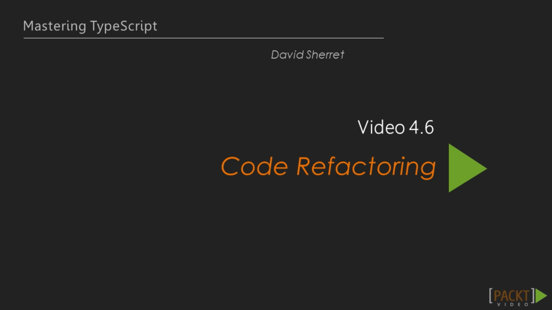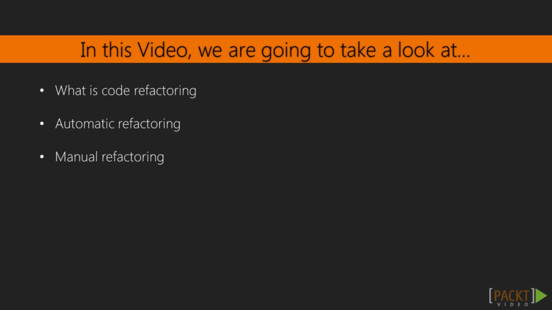Hello and welcome to the final video of Section 4 on interacting with the type system. In the previous video, we learned about extending built-in types. In this video, we're going to look into code refactoring. First, we'll look at what code refactoring is. Then we'll look into using automatic code refactoring, and finally discuss how TypeScript helps us when we manually refactor our code.